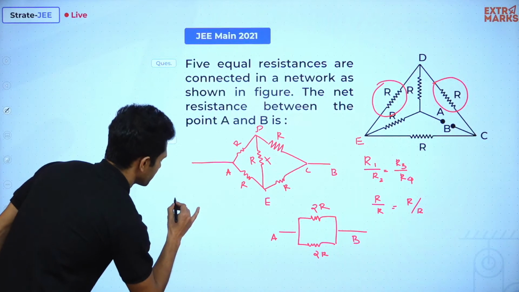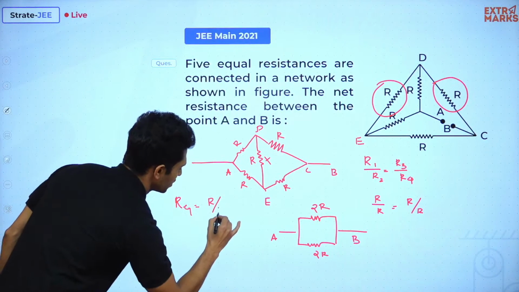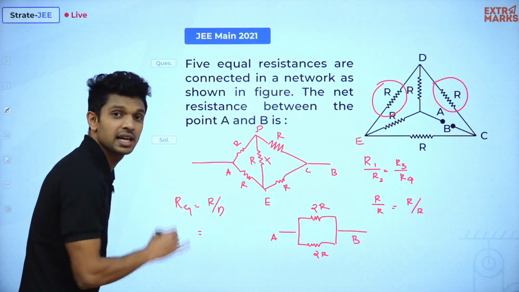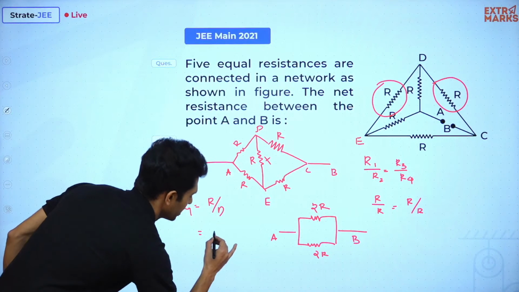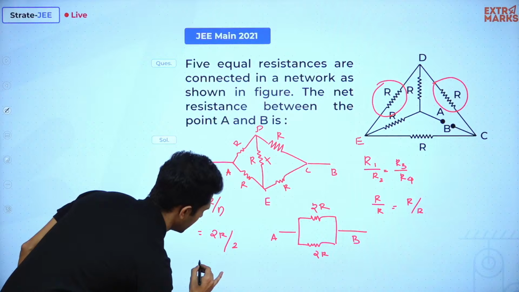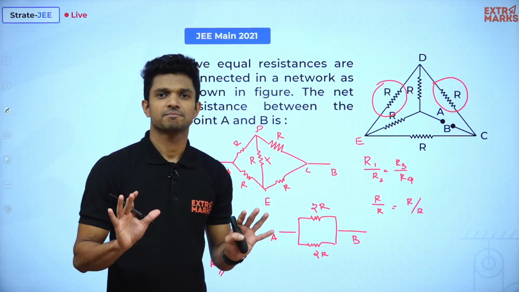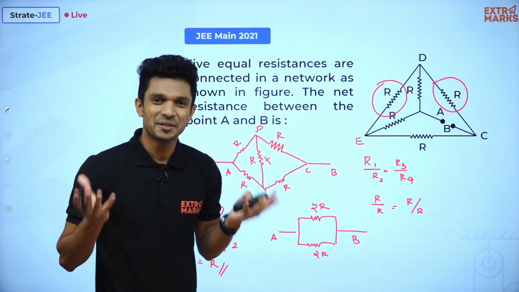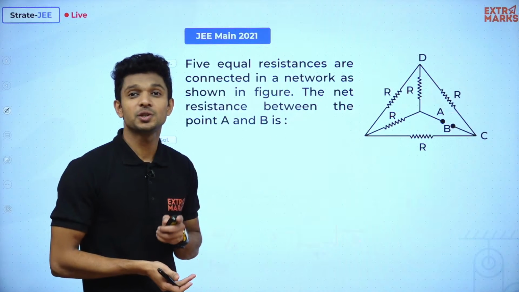We all know, R equivalent when n number of equal resistances are connected in parallel is R by n. Tell me what is the value of one single resistor over here? That is 2R, right? So 2R divided by the number of resistances connected in parallel, that is 2. So this becomes R. Did you get the answer? Yes, you got it. How much is it? R. So that is the final answer for this particular question.